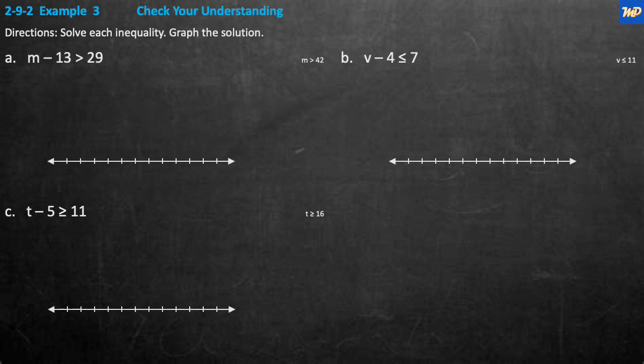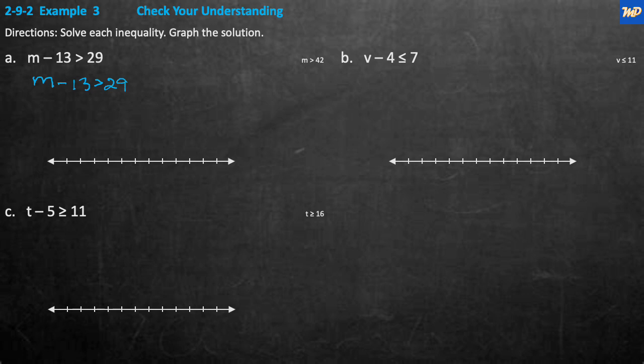Okay, example 3, check your understanding. As before, it is your job to try these out ahead of time without me. I will give you time to pause the video, try to solve these inequalities, and get back with me when you're done. Hit the button and we'll solve them together, okay? So I'm giving you time to stop it now. And now that you're back, that's good. Let's go ahead and try to solve these. Starting with A, it says m minus 13 is greater than 29.